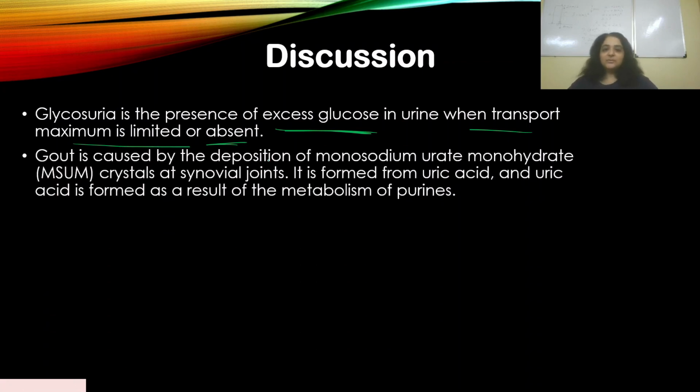Gout is caused by the deposition of monosodium urate monohydrate crystals, MSUM crystals, at synovial joints. It is formed from uric acid ions. And how is uric acid formed? As a result of metabolism of purines. So gout is actually the deposition of MSUM crystals, monosodium urate monohydrate crystals.